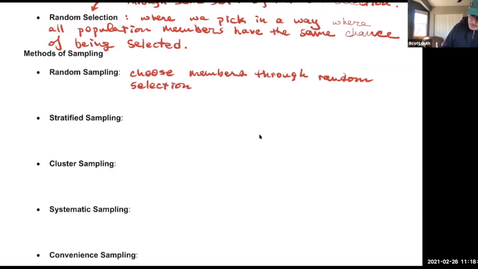Okay. That usually works well, when possible. So I can randomly pick names of Mount SAC students if I have access to the database. And that's a really great way of getting a random sample of Mount SAC students. There's a list. I can pick from it, no problem. But when there's no list, now it gets harder.